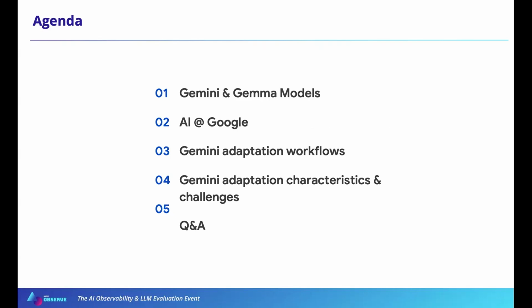Today, I'll be covering Gemini and Gemma models that were released recently, just giving an overview of the recent series of models that were released, and then an overview of the AI landscape at Google, and also the Gemini adaptation workflows that we see when users are trying to adapt Gemini for their own product-specific use cases, and common characteristics and challenges that we see. I just wanted to give a heads up. It's more of an MLOps lens, which will touch on the different Gen AI life cycle. I'm not going to go into research on any specific aspect.